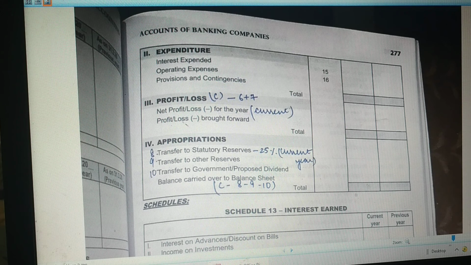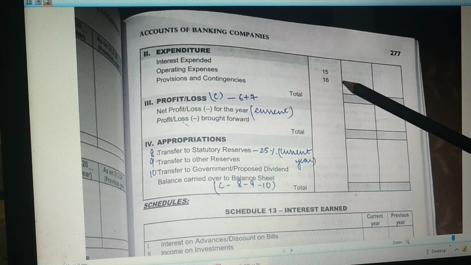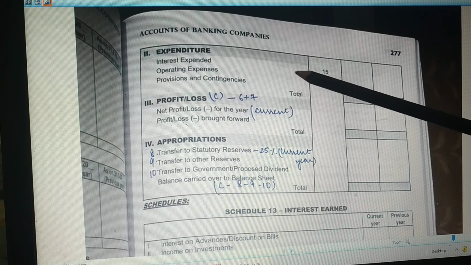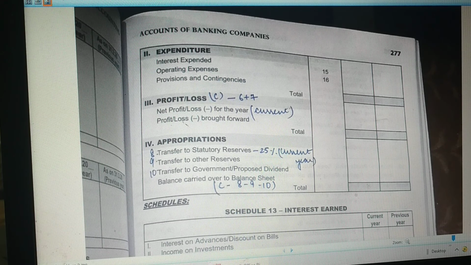Part 2 of the profit and loss account, where I stopped, that was schedule 13 and 14. Moving further with schedule 15 and schedule 16. And if you read there, the expenditure portion. Now first was the income portion, now second is the expenditure portion.